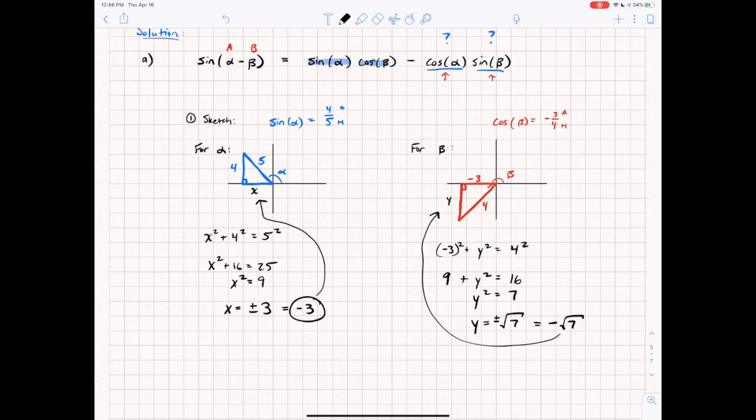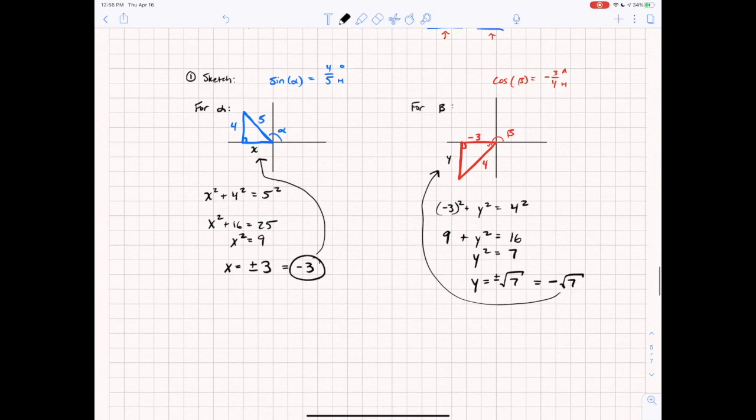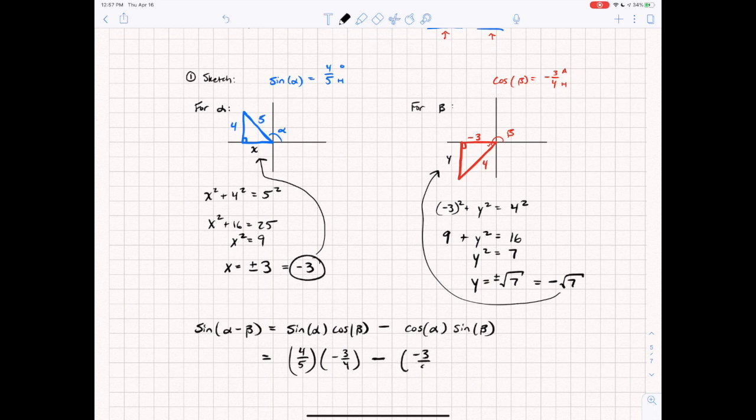The y-coordinate is negative. And so I can now go into my formula for sine of alpha minus beta, which again was sine of alpha cosine of beta minus cosine of alpha sine of beta. And I can now fill in based off of the two triangles that we've got, my references. I know that sine of alpha was 4/5 because that was given. Cosine of beta was -3/4 because that was given. And what I needed to know, I can now find. Cosine of alpha, well, that's looking at my blue triangle, adjacent over hypotenuse, so -3/5.